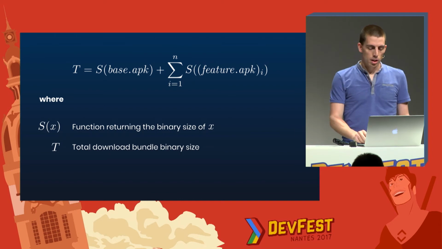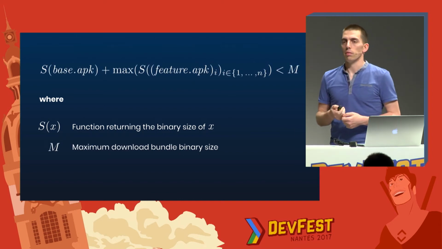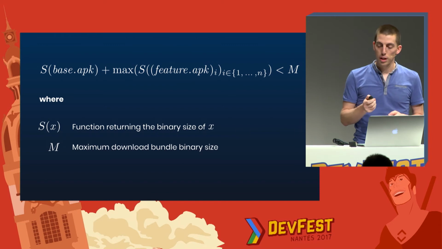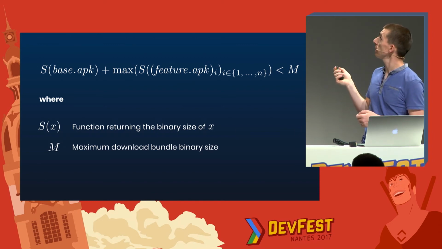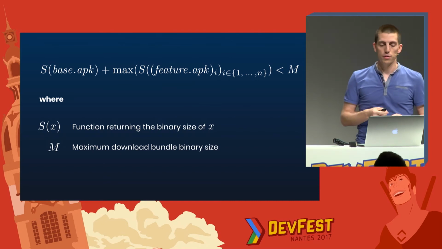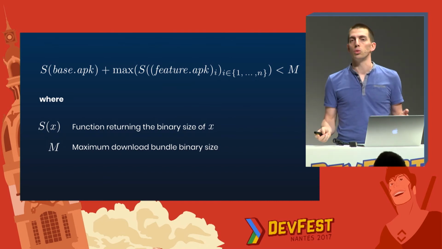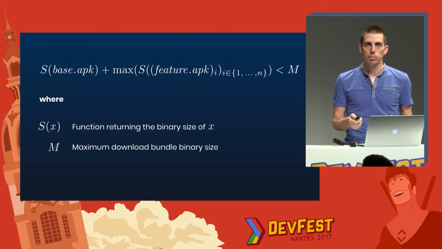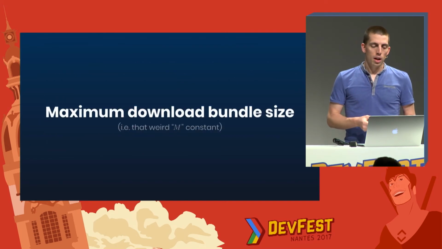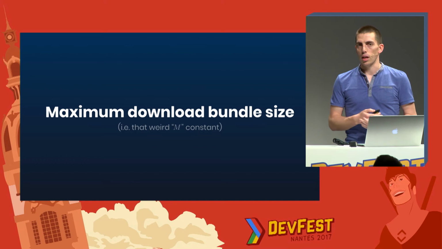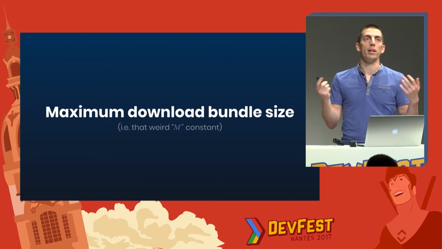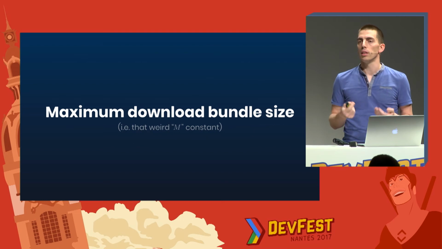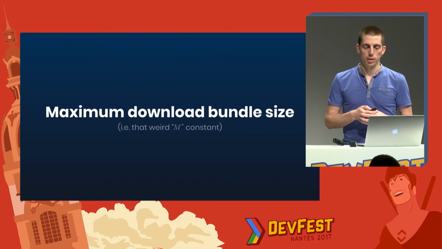That's it. But there is actually a limitation because you have to make sure that the size of the base APK plus the maximum size of the feature APK has to be inferior to M. So what is this maximum bundle size? It's actually the limitation that the Play Store imposes so that you don't bundle like 20 megabytes or 100 megabytes, because otherwise it will take a long time for the user to get your app and install the application.